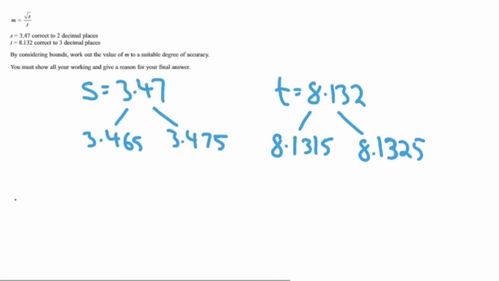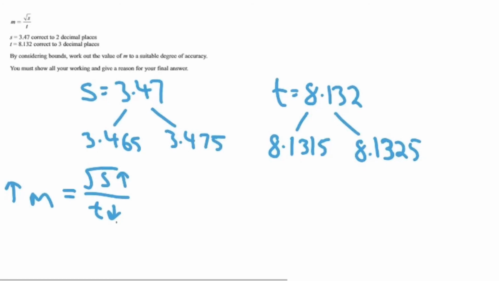Now, in order to get the biggest m, because this is a fraction, we're going to want the biggest possible numerator and the smallest possible denominator. This is so that we'll have the biggest possible number divided by the smallest possible number. A big thing split into the fewest parts will give the biggest overall value. As for the minimum value of m, it'll be the other way around. We want the smallest possible numerator divided by the biggest denominator. So the smallest starting number split into the most parts.